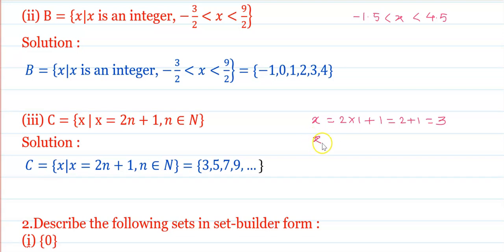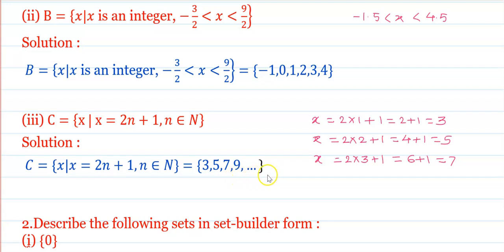If I take n is equal to 2, then x is equal to 2 into 2 plus 1. 2 into 2 is 4, plus 1, and that is equal to 5. Next, if we take n is equal to 3, then 2 into 3 plus 1, that is equal to 6 plus 1, and it is 7. And hence the numbers are 3, 5, 7, 9, and so on.